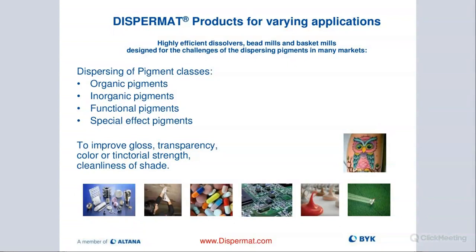So while we're dispersing, obviously we want to break up these binding forces, and mainly it came out of the pigment world to really process pigments better, and we differentiate there between the organic, inorganic, functional, and special effect pigments. The reason we're doing this, obviously, is to improve the quality of our coatings. So we're going to have improved gloss, better transparency, color, textural strength, as well as cleanliness of shade, some of these attributes that we want to improve by producing a better dispersion.